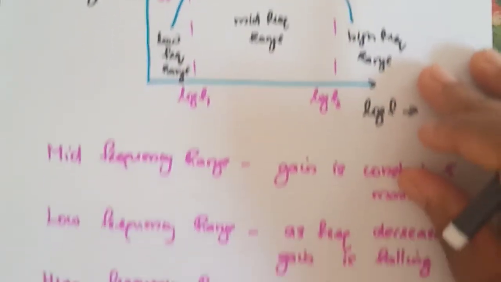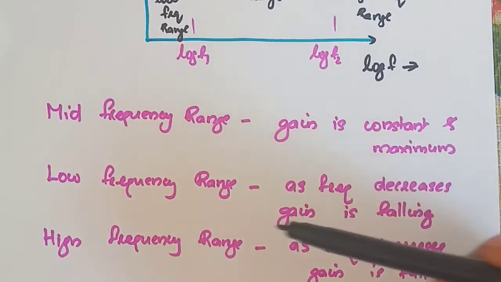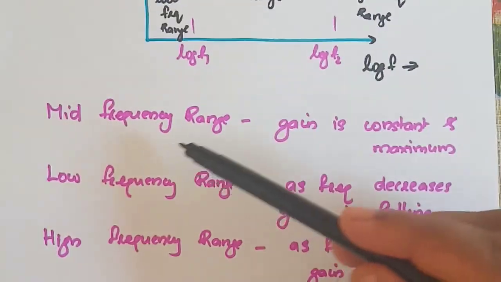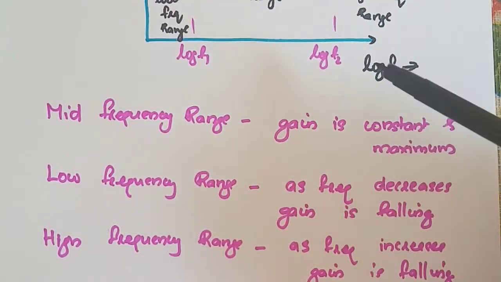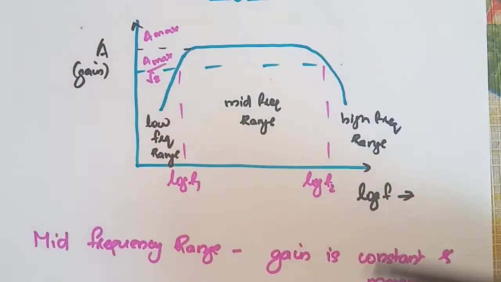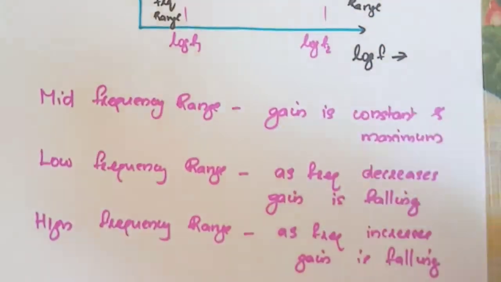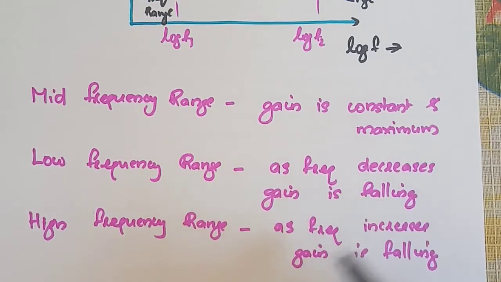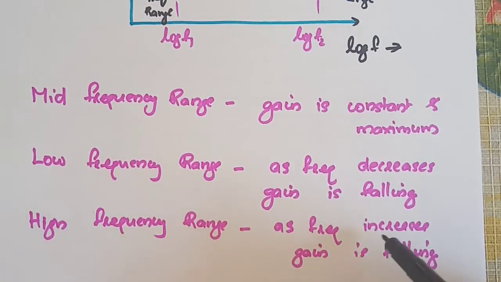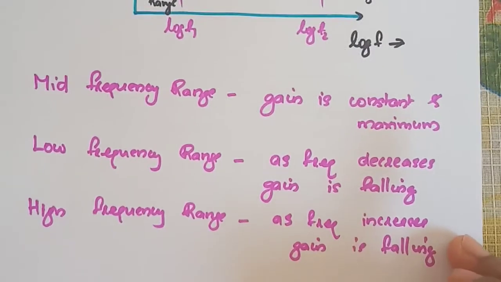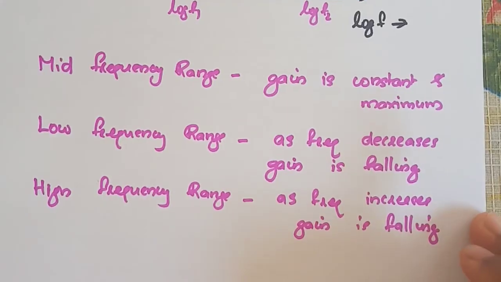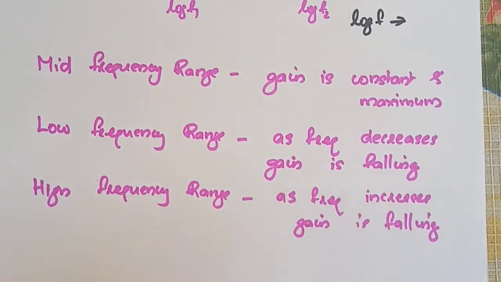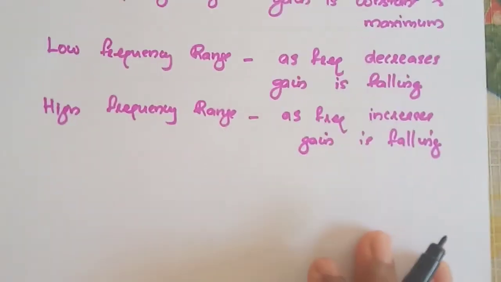So these are the three things we come across. In the mid frequency range, the gain is constant; at low frequency, as the frequency decreases, the gain falls; at high frequency, as the frequency increases, the gain also falls. Then we move on to the reason for the gain decreasing at low and high frequency.